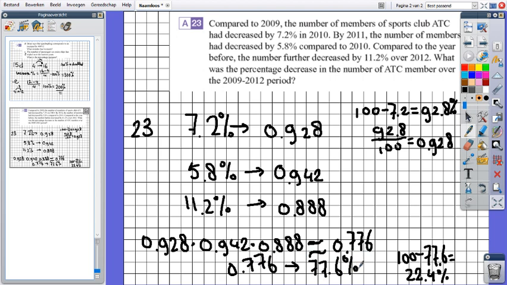77.6%. But remember, this is not the decrease, this is the number that you end up with. So to calculate the decrease, you do 100%, which you started with, minus the 77.6%, which you end up with, and that gives us the decrease, which is going to be a total of 22.4% decrease, and that's your final answer.